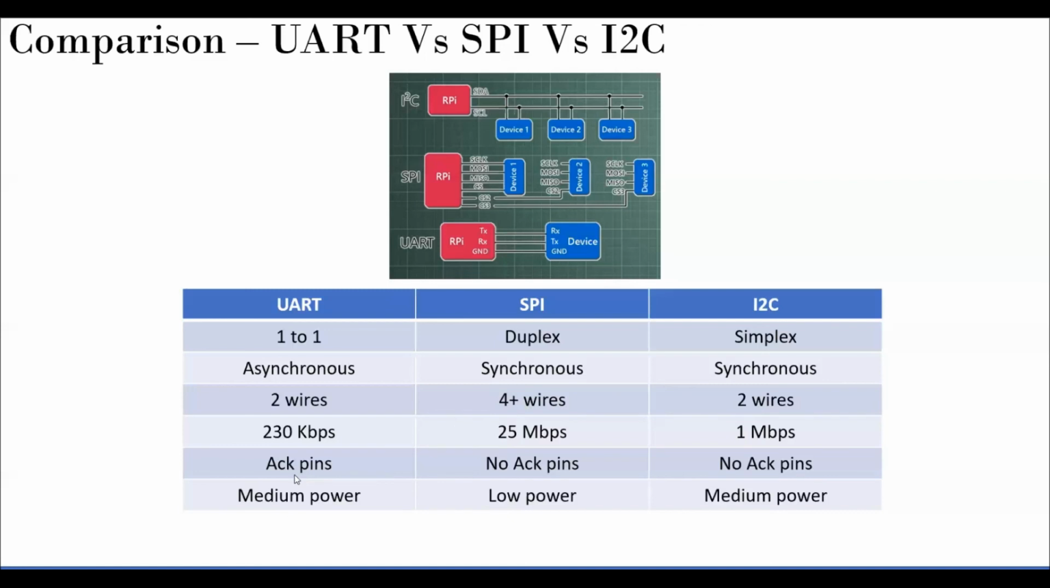For UART acknowledgement, you can have pins for that. That's what I was telling you about flow control, or RTS, CTS, and all those things in RS-232. Please go back and check. So there is an option. Both SPI and I2C don't have any acknowledgement pin, but I2C works on acknowledgement, so please remember that. It uses the same data pin. Power wise, UART is medium power. SPI is your friend in terms of power consumption, and I2C is also medium power.